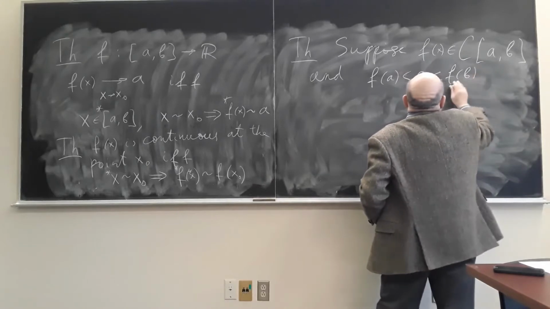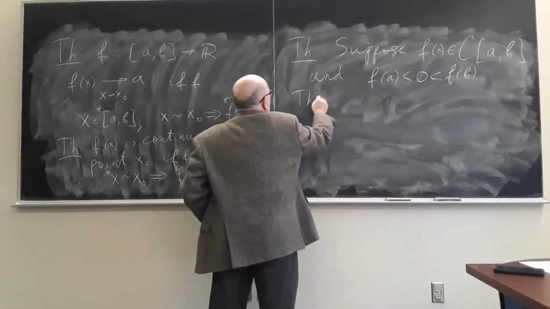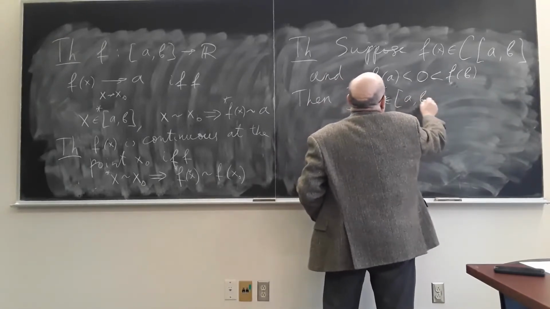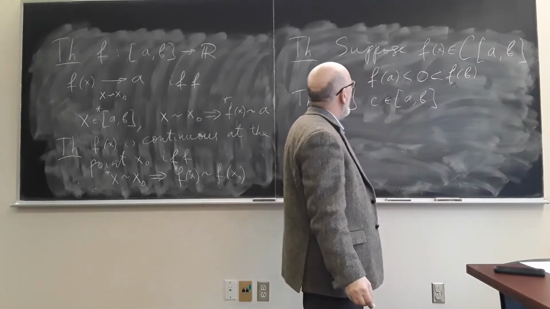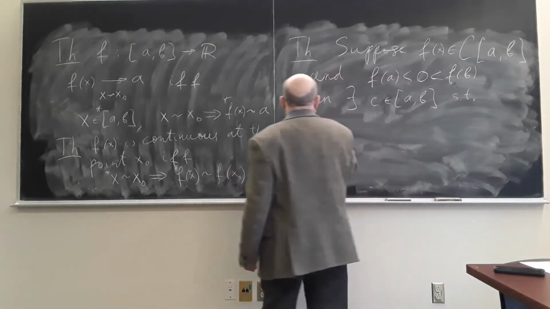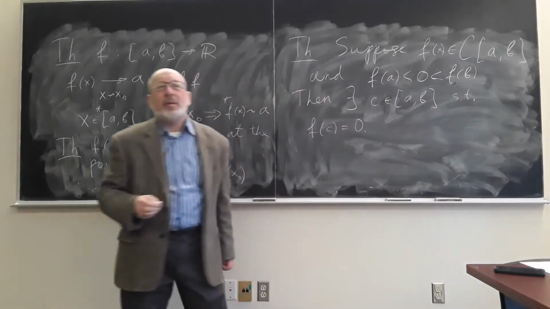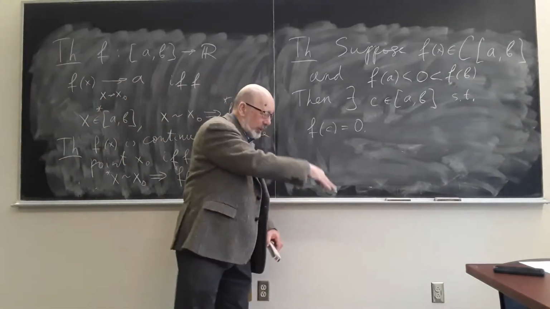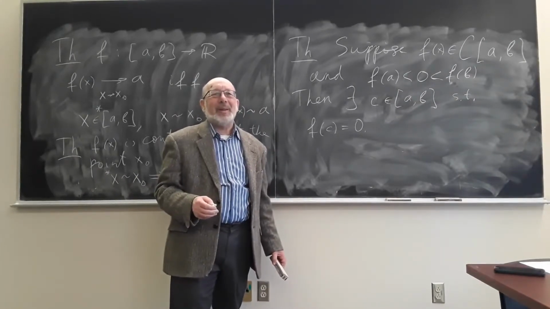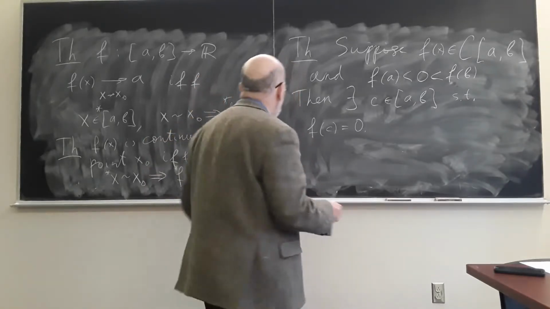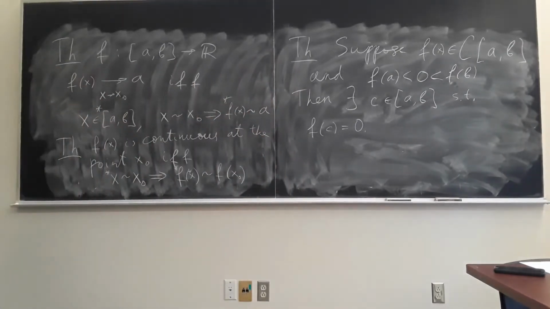Then there exists, let's say, a point c in (a, b). It cannot be either a or b because of this. Somewhere there, such that f of c equals zero. So this is the intermediate value theorem. Don't look upon it as obvious, because it's a great theorem, and the more you think about it, the less obvious it is, as usually with great theorems. We have some classical proofs of this, and now let us look at how it is proved in non-standard terms.